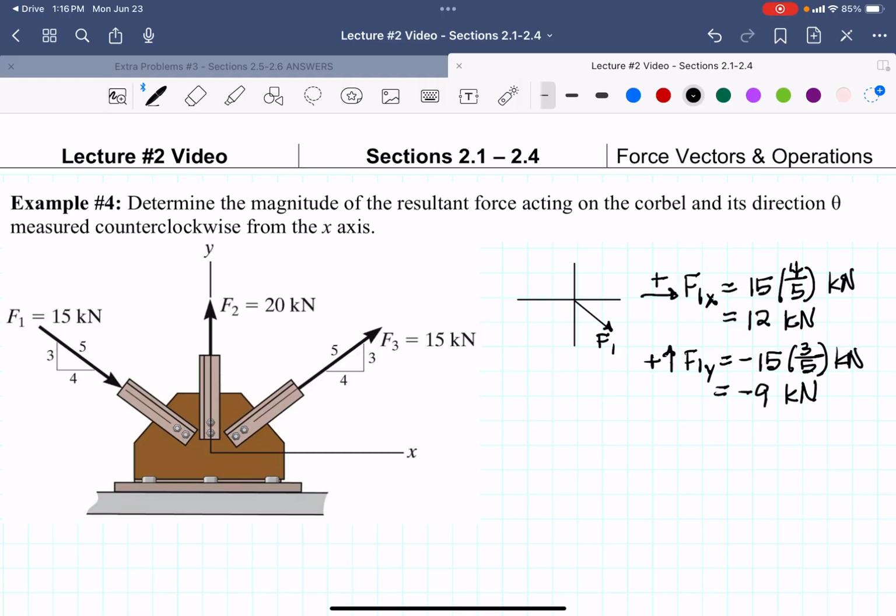So F2 is only going up. So F2x is 0, because there is no x component. But the F2y is positive because it's going up, and it is the whole value of the vector. So it is 20 kilonewtons.